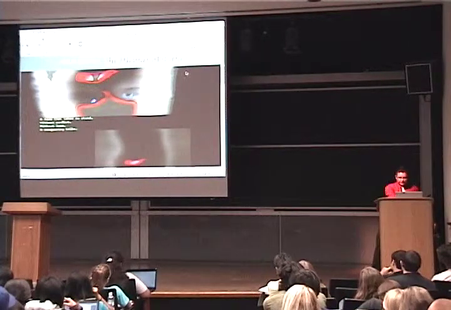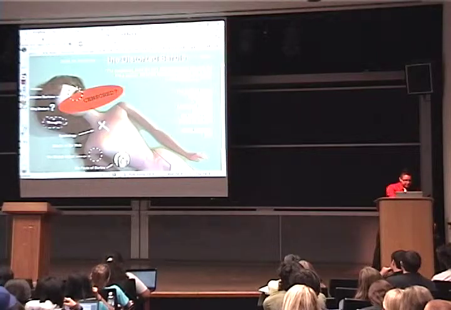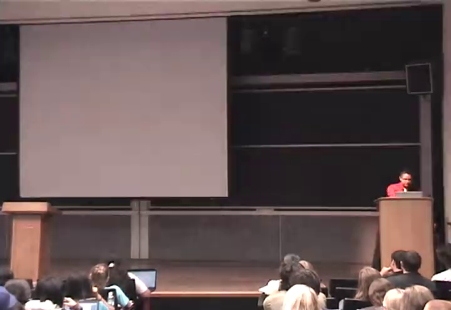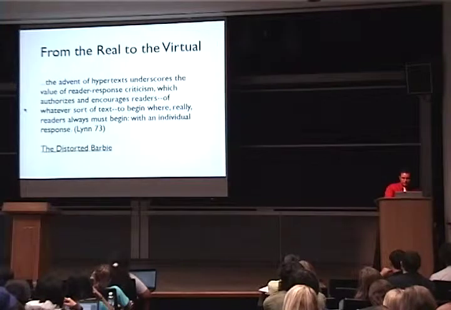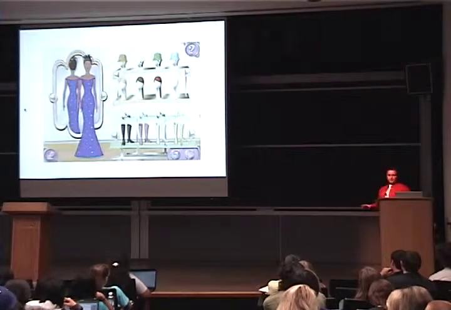This is the Distorted Barbie, in case any of you guys are interested. It's a really interesting art project, I think. And useful since we're in the Barbie movie right now. All right, so that's an example of hypertext. And like I said, hypertext is a little bit outdated in a way.